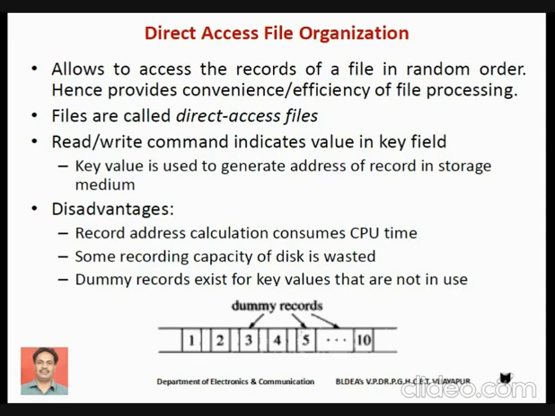Also, in the case of direct access files, we need to store some dummy records. Even if the third record does not exist, as the calculation is based on the number of bytes, some dummy records need to be stored. And these dummy records are required to obtain the address based on the key values.